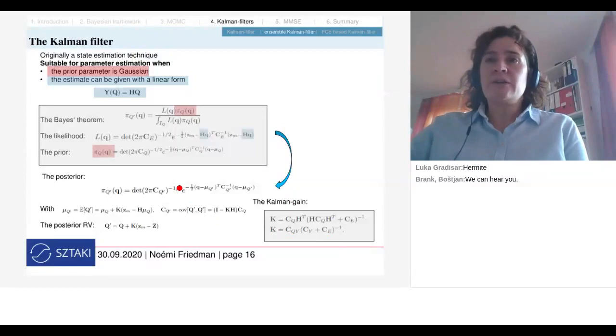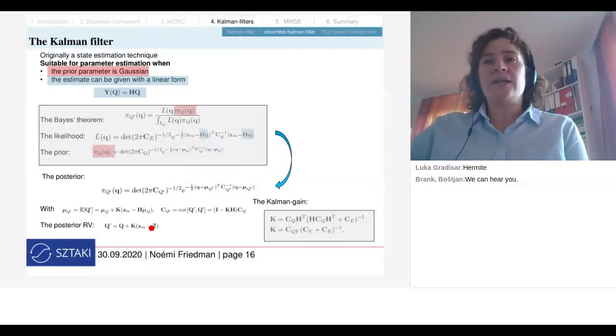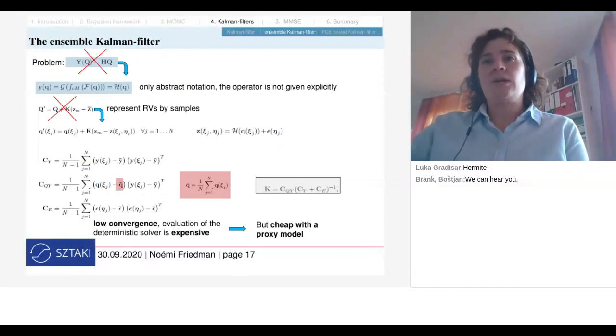So from this posterior, you can derive the covariance and you can derive the mean value, and you can prove that this random variable has mean value like this and covariance like that. And because it's a Gaussian random variable, because the underlying measure was Gaussian and because everything is linear, then a Gaussian is described totally by its first two moments, so the mean and the covariance. So then I have an updated random variable. Okay.